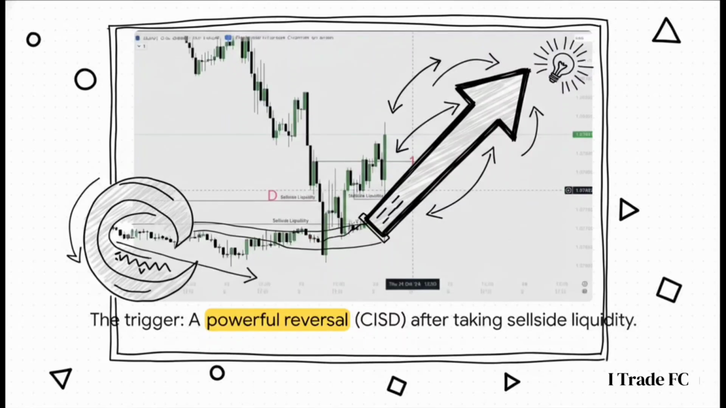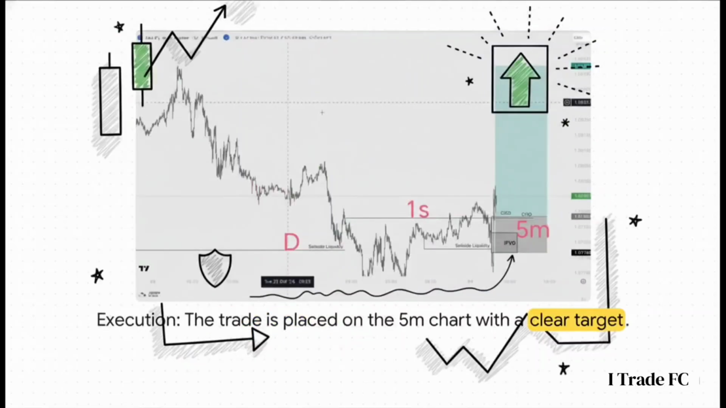See that massive green candle, that aggressive move up? That's our CISD pattern. That's the confirmation that buyers are stepping in with serious conviction. So, we got our confirmation. Now, we execute step 3. We jump down to the 5-minute chart to refine our entry based on that CISD pattern. And you can see from the tool on the chart, this gives us a razor-sharp entry, a very clear stop loss right below the low, and a huge potential target way up high.